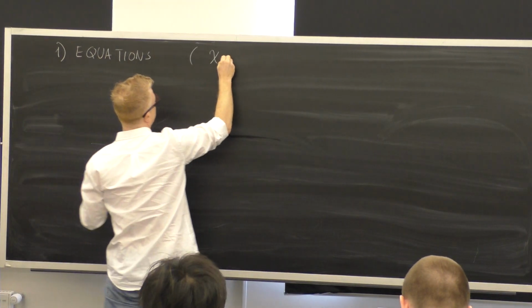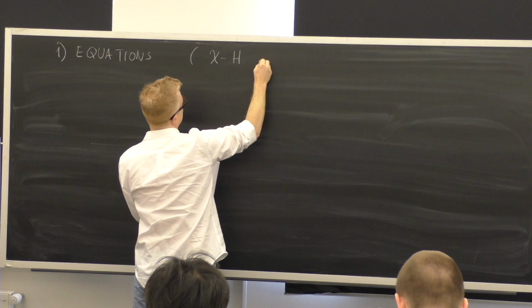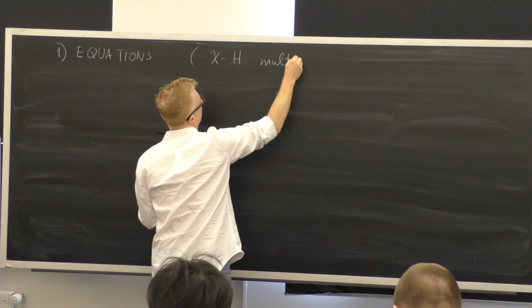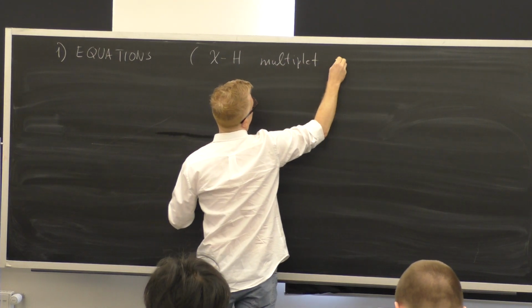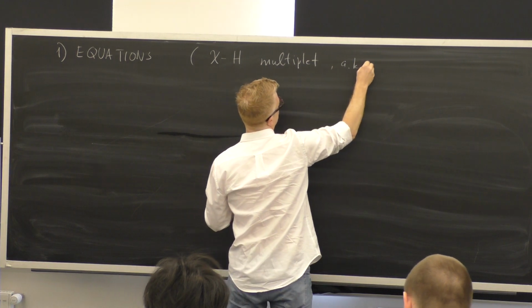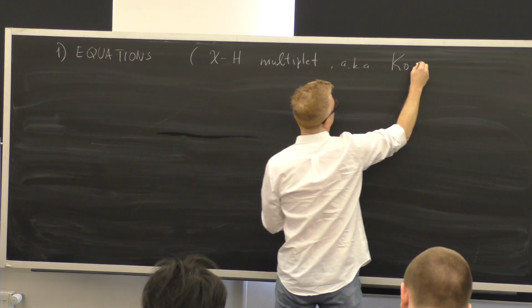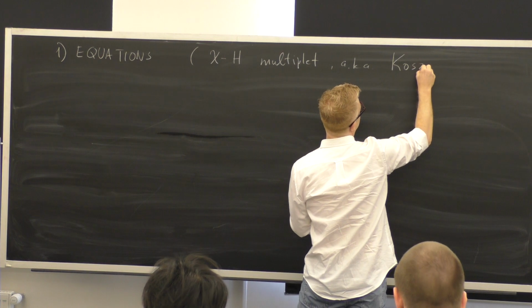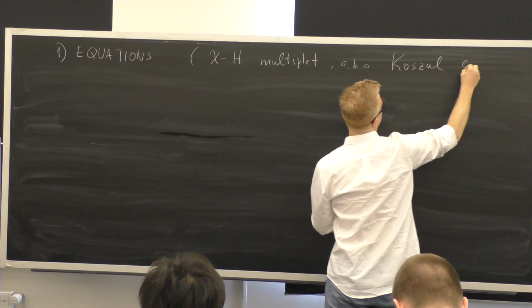In physics jargon, this will be called chi-h multiplet. Also known as Koszul complex.